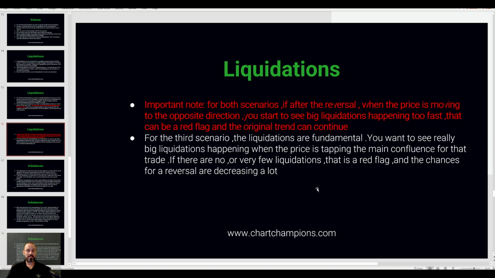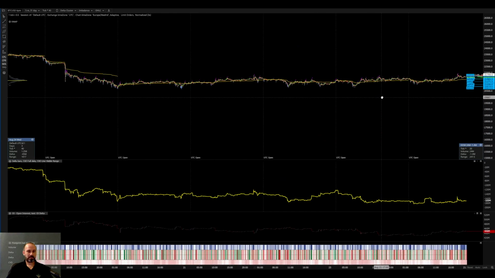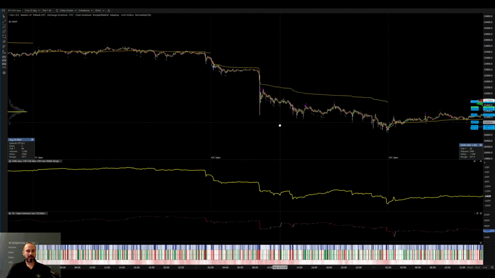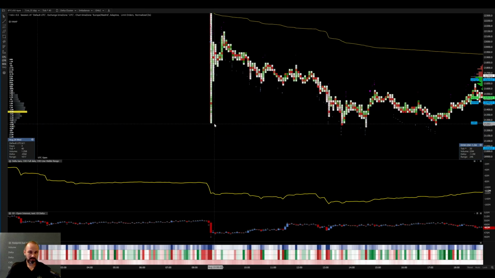Now, that is for the first and the second scenario about the liquidation. For the third scenario, the liquidations are fundamental. You want to see big liquidations happening when the price is tapping the main confluence for that trade. If there are no or very few liquidations, that is a red flag, and the chances for that reversal are decreasing a lot. Exactly what I was showing you earlier. Let me get back once again here. So let's say this is your main confluence here, right? The price is tapping that confluence. If you don't see liquidations, the possibility for the trend to continue is increasing.